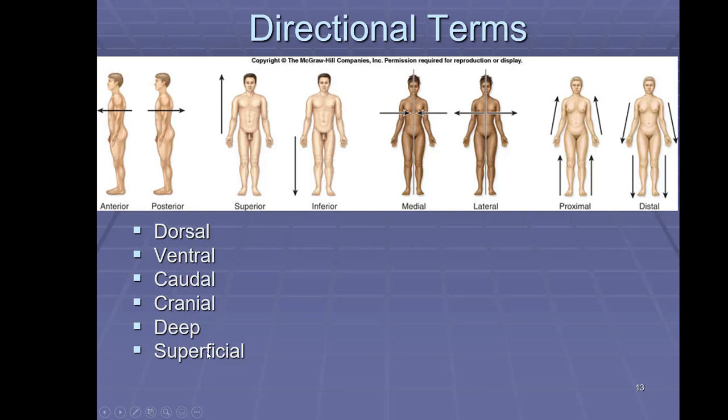Deep and superficial have to do with how close things are to the surface. So superficial means towards the surface, deep means away from the surface. So you could say, for instance, the heart is deep to the rib cage, or vice versa, the rib cage is superficial to the heart.